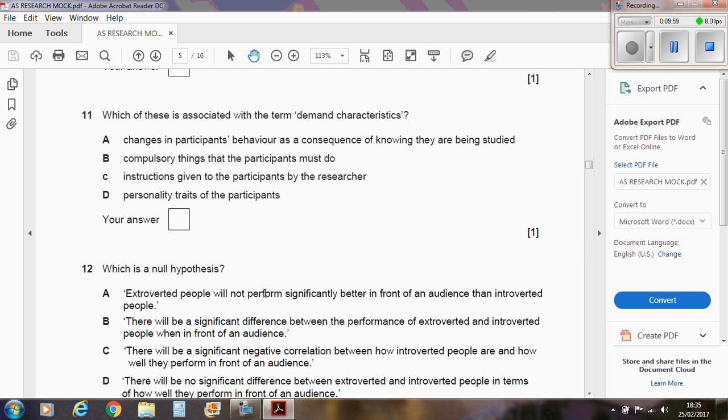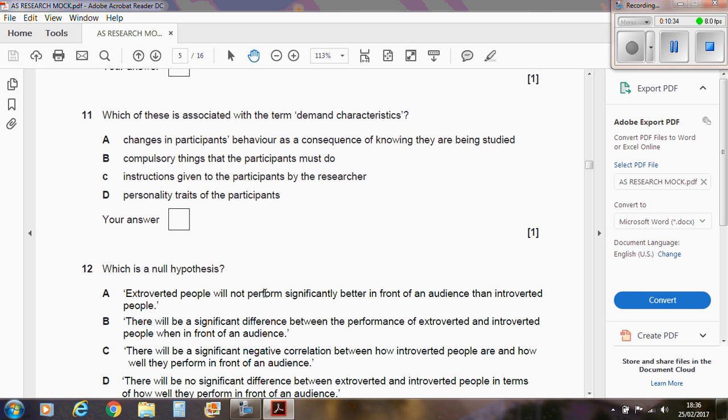So it's not personality traits of the participants, because that would be an individual difference or a participant variable. They mean the same thing. There's not that one. Instructions given to the participants by the researcher are just instructions, aren't they? So that's not anything. Or it could be, what do they call it? Like that can be standardised, but I'm sure it's got a name, but I can't think of it. Compulsory things that the participant must do. Well, that just makes no sense. Changes in the participant's behaviour as a consequence of knowing they are being studied. Well, it's obviously that one, A, because the other three don't make any sense.